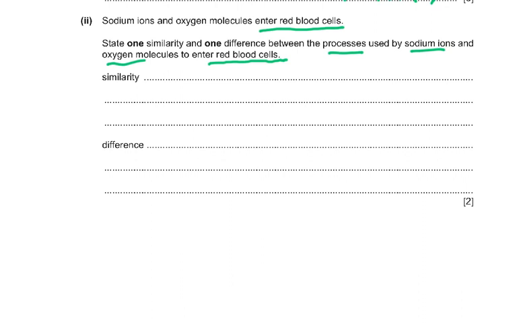So sodium ions will enter by facilitated diffusion and oxygen molecules will enter by simple diffusion. Simple and facilitated diffusion, I hope you know the difference. Simple diffusion is through the phospholipid bilayer. Facilitated diffusion is through a channel protein in the phospholipid bilayer. So the sodium ion will use a carrier protein, or you can say a channel protein, or you can say they do not pass through the phospholipid bilayer because there's the hydrophobic part of the bilayer which will not allow ions to pass.